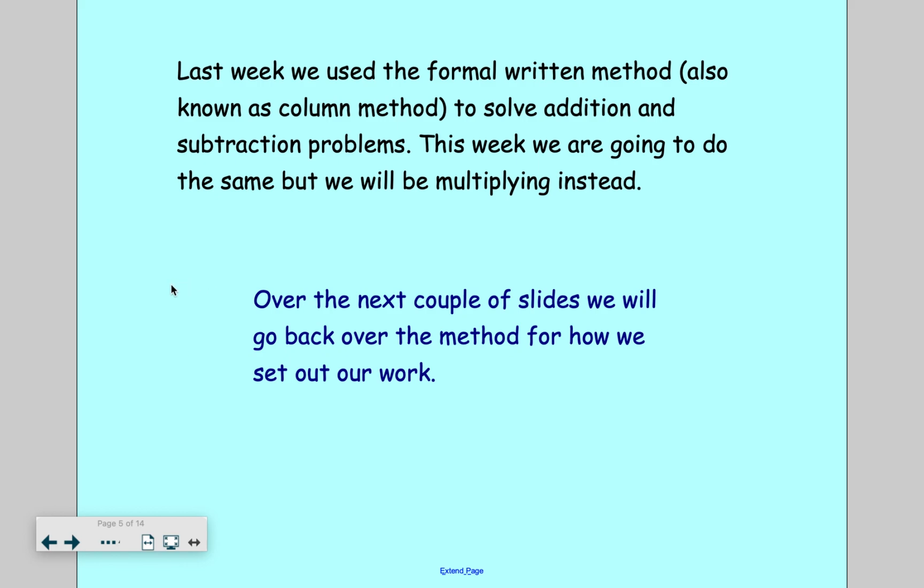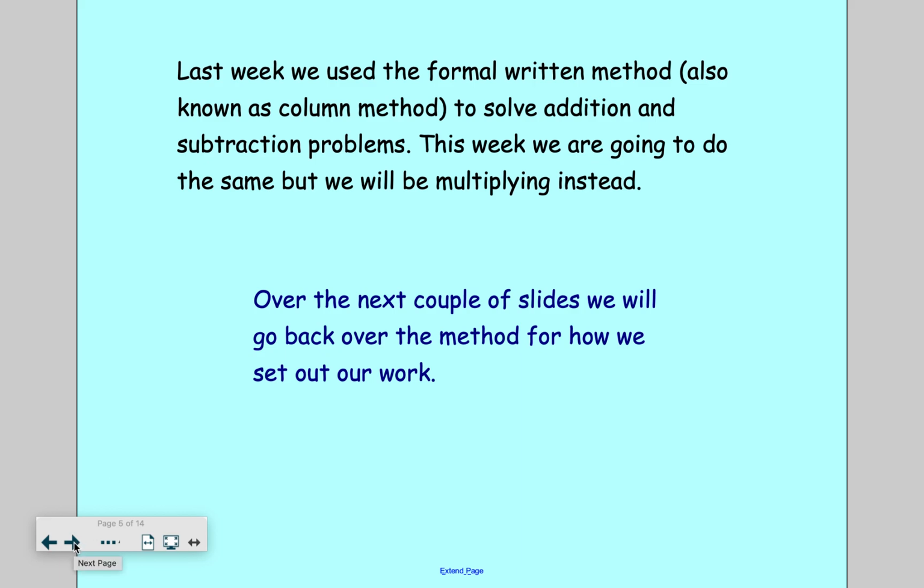Right, last week we used the formal written method to solve our addition and subtraction problems, and this week we're going to do the same, but we will be multiplying instead. Now, we have done this before. This is not new, but you need to really go for it. Follow what I teach you today, try and remember what you've learnt before, and you can't really go wrong. If you know your tables especially, actually that's quite key, you should be able to solve it.